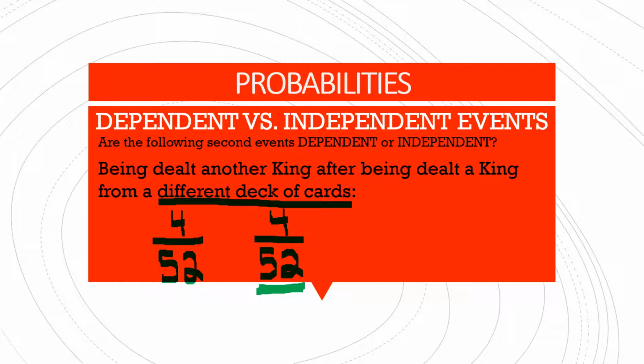So the chances are still out of 52 possibilities, and the chances of getting a king are still 4 in 52. So since the first dealing didn't change the second one, it's going to be independent. They're independent from each other. They don't affect one another.